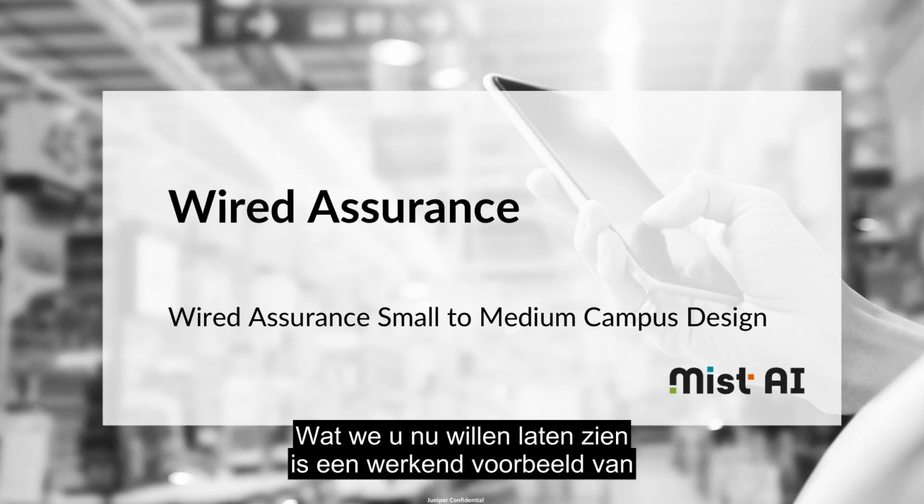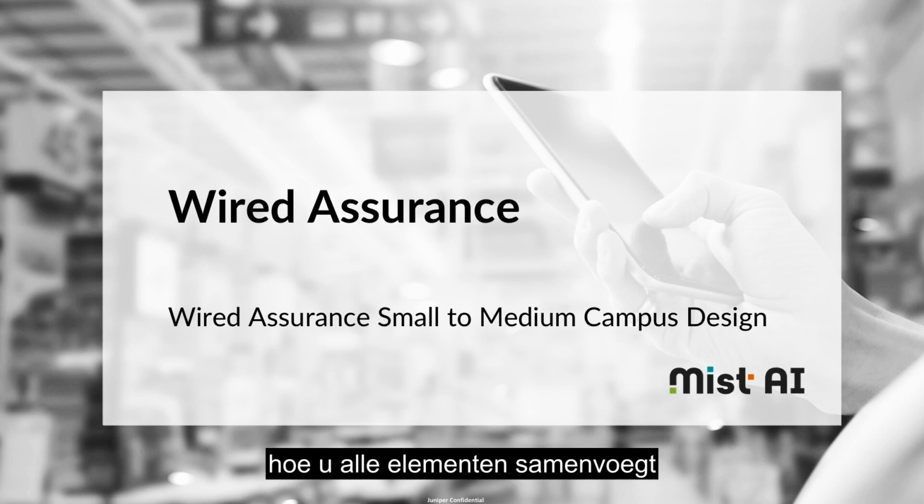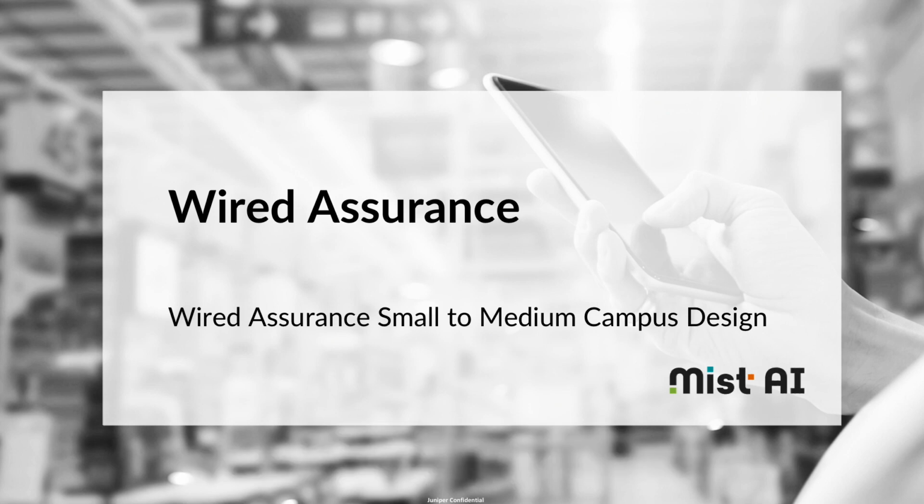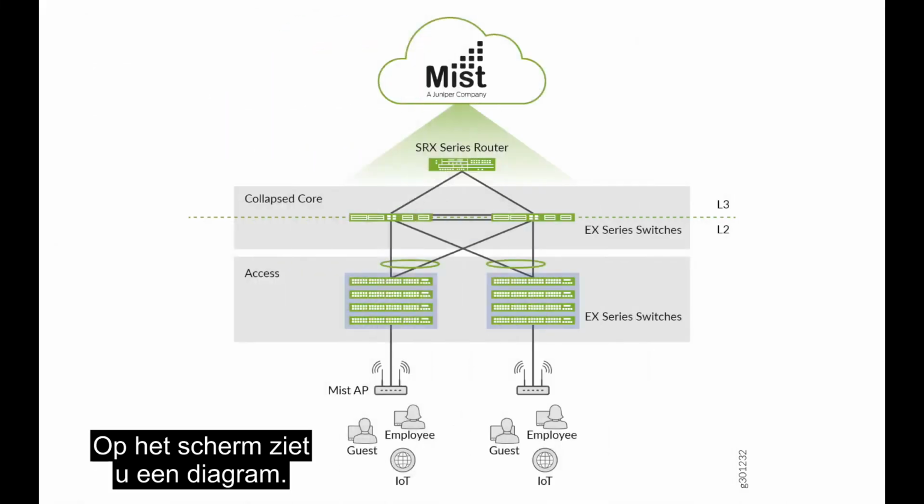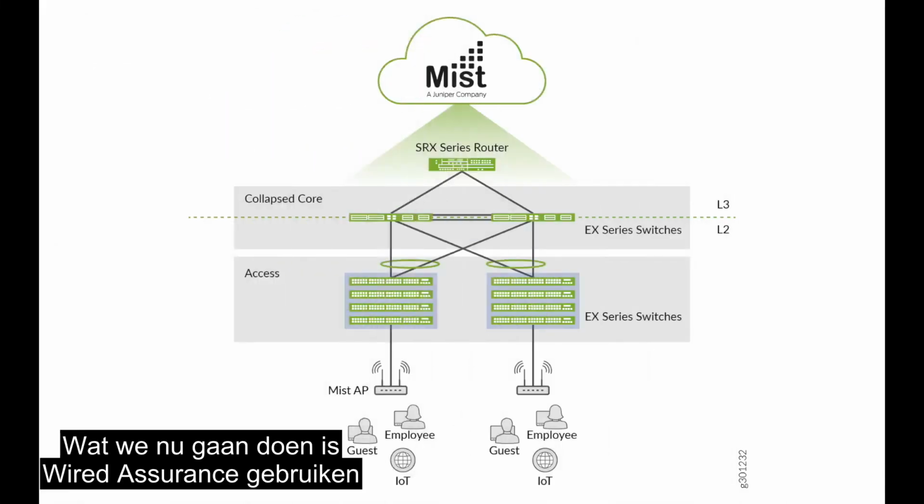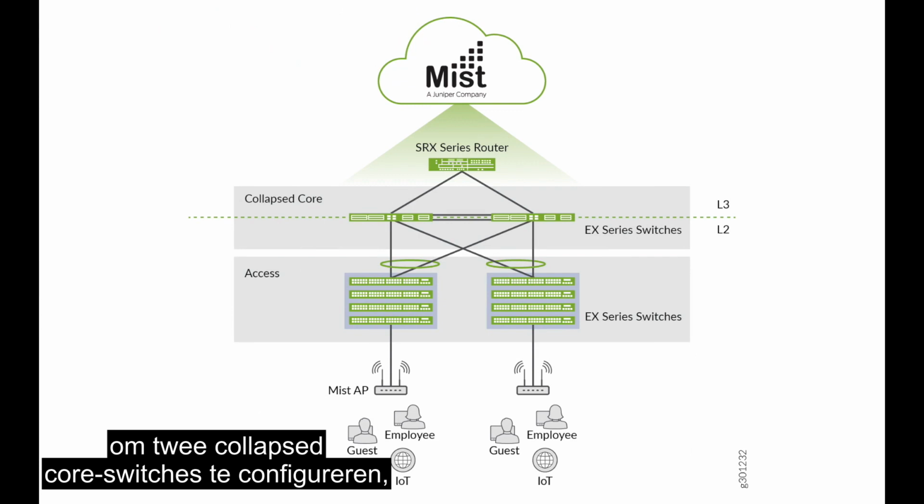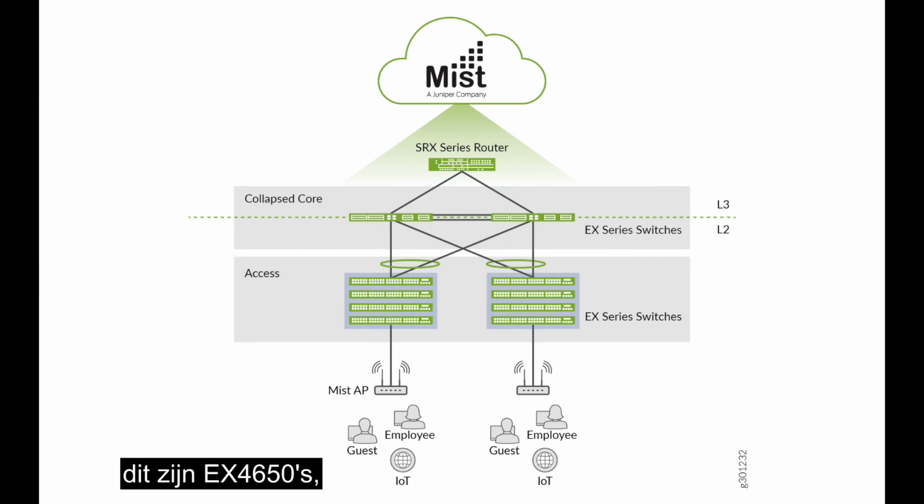What we wanted to show you now is a worked example of how to actually put together all the elements that have previously been demonstrated. If you refer to the on-screen diagram, what we're going to now configure using wide assurance is a pair of collapsed core switches. These are EX4650s and a set of access switches, and I'm going to use an example of both a virtual chassis stack and a standalone EX switch.